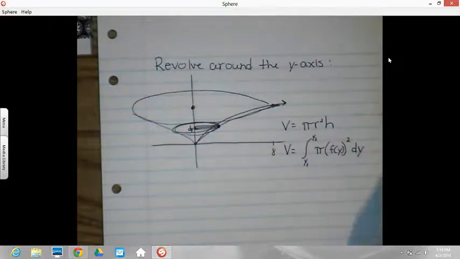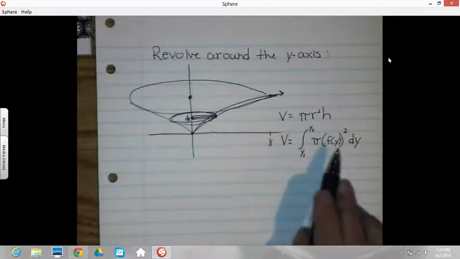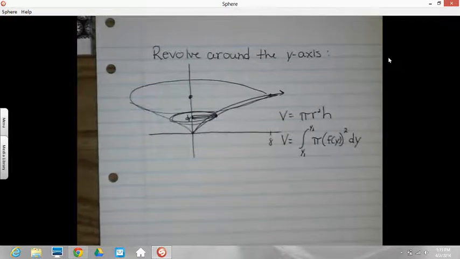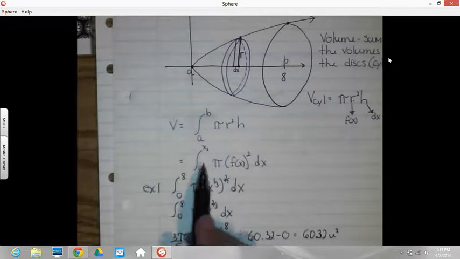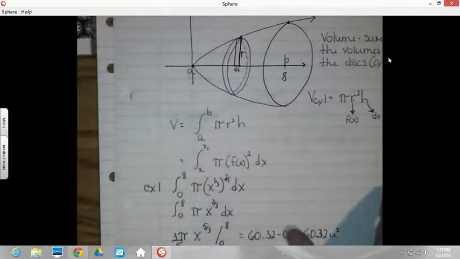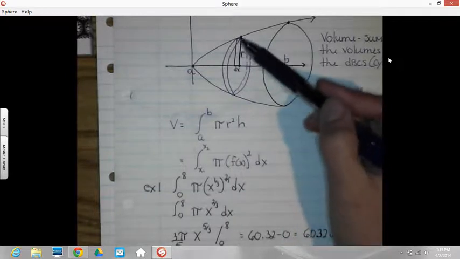So notice, if you're going around the y-axis, you need y boundaries, the equation solved in terms of y, and a dy on the end. For the other one we just got done doing, everything was in terms of x boundaries, a dx, and the function in terms of x. So it's very important that you draw the little rectangle in.